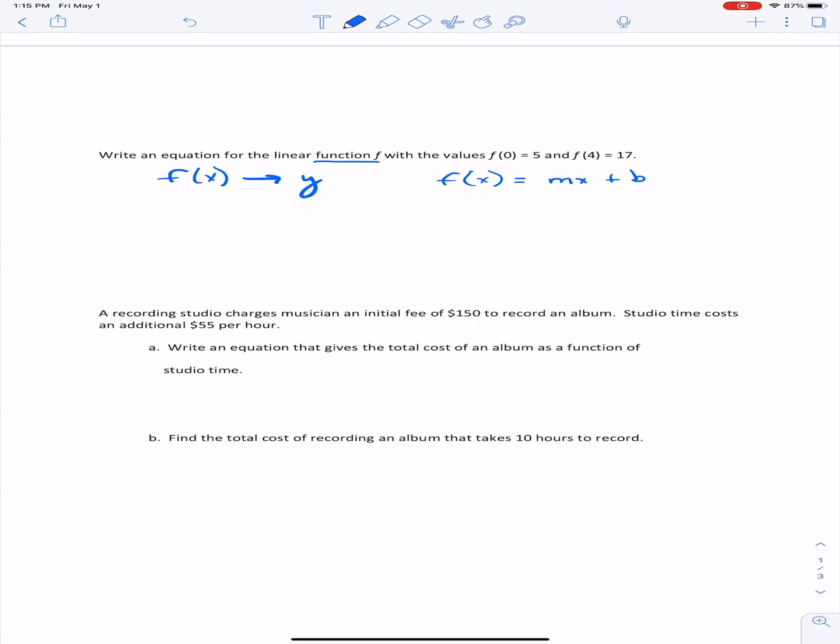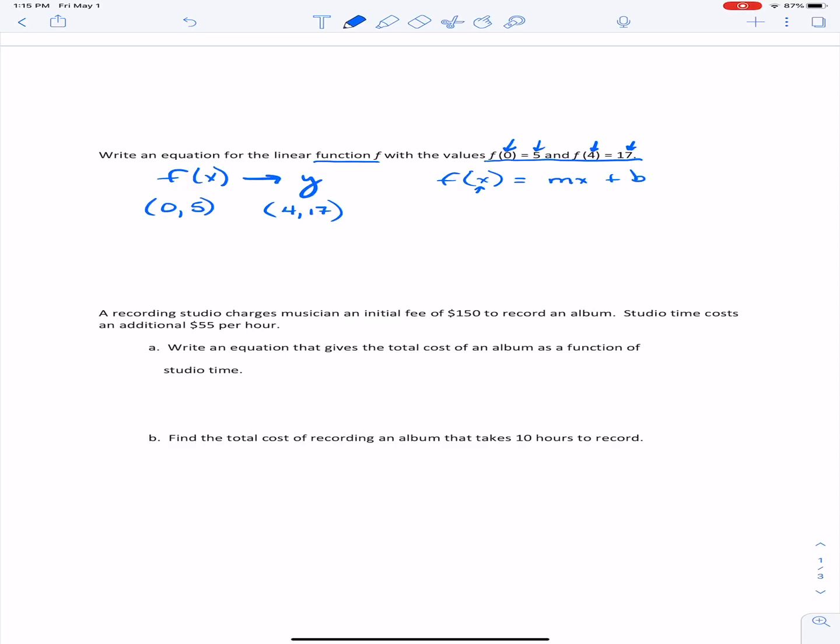Now, if you'll notice, this says the function of x. If I look at here and my original numbers, this is going to be my x, this is going to be my y. So when x is 0, y is 5. So I'm going to write that as an ordered pair, (0, 5). In this case, when x is 4, y is going to be 17. So this ordered pair is (4, 17).